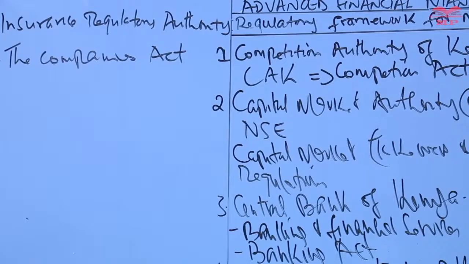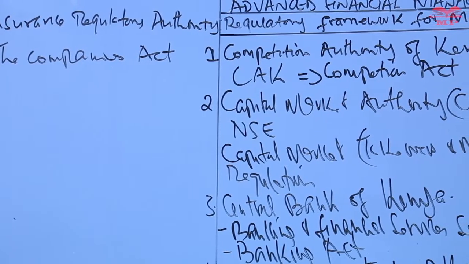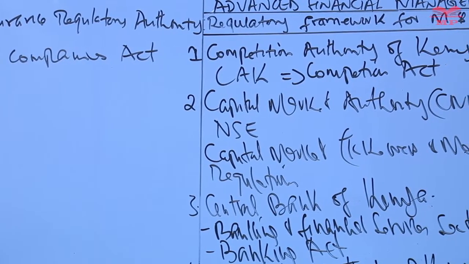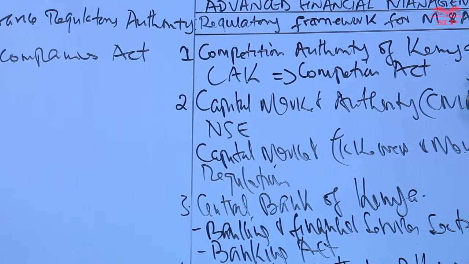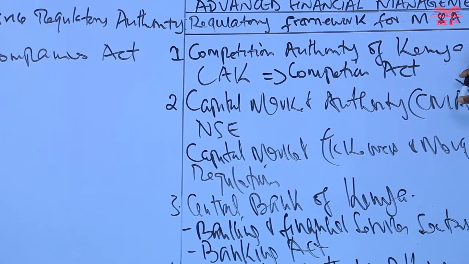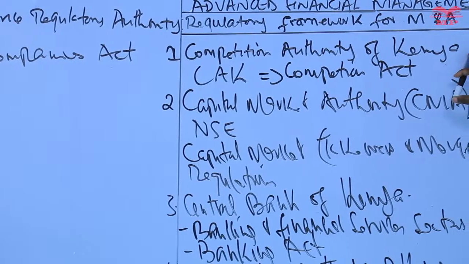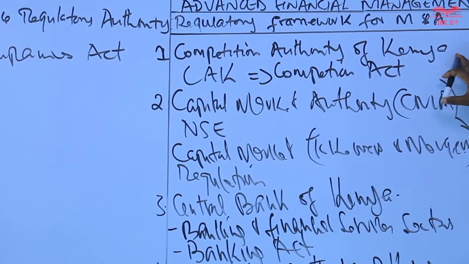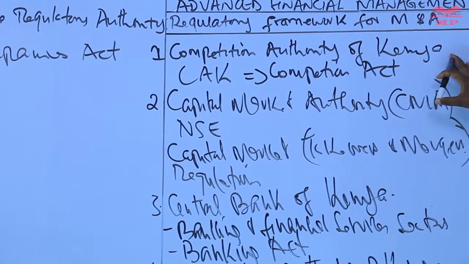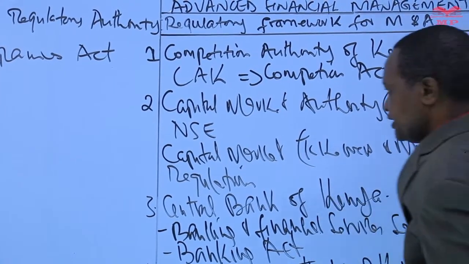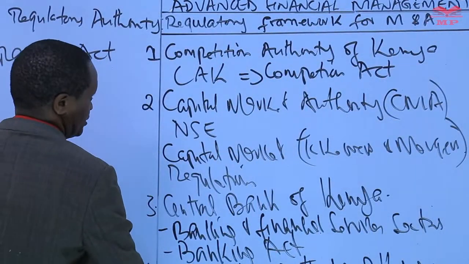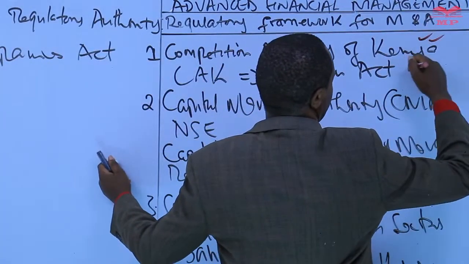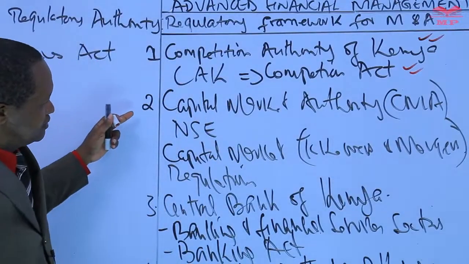And we mentioned that its mandate is derived from the Competition Act, which is the principal legislation governing competition and mergers and acquisitions. We've stated here again that the role of the Competition Authority of Kenya is to prevent anti-competitive practices that may arise from mergers and acquisitions. So this is the principal body, and the principal legislation is the Competition Act.